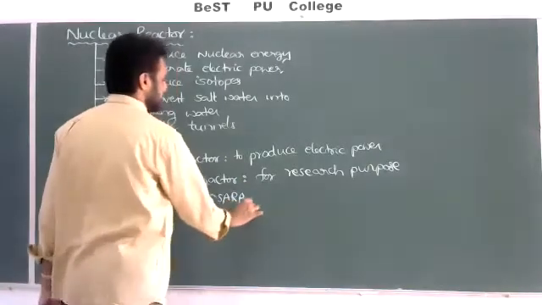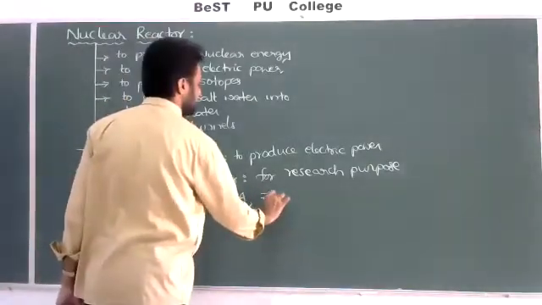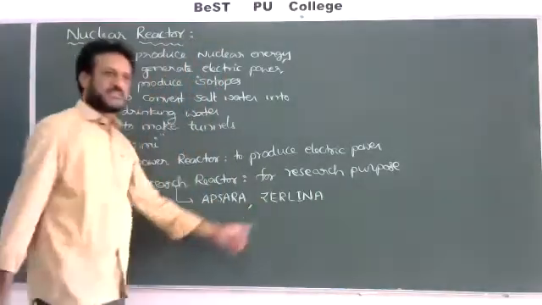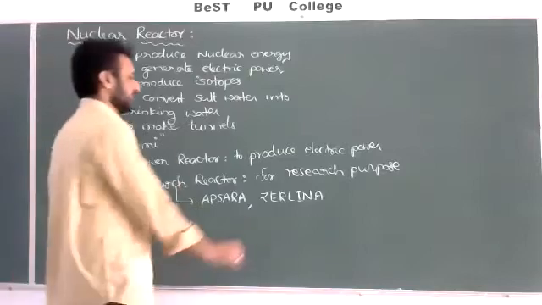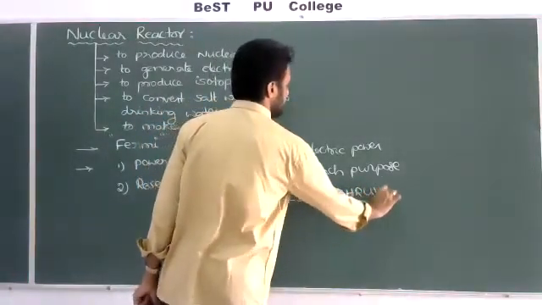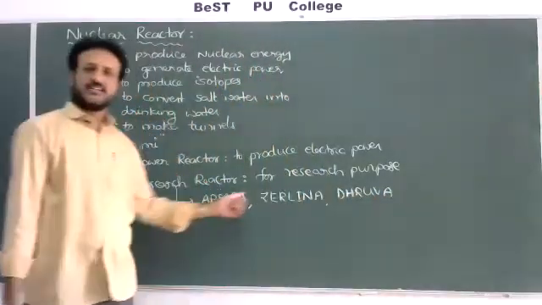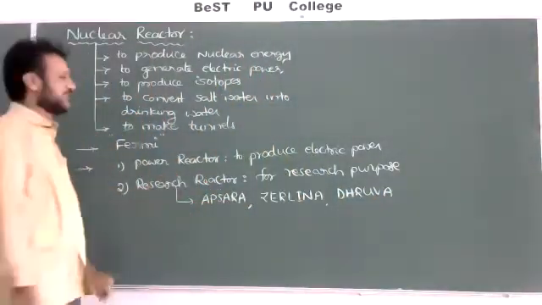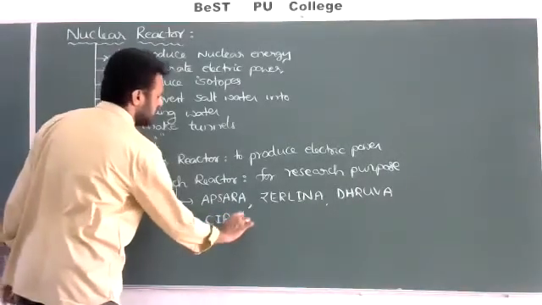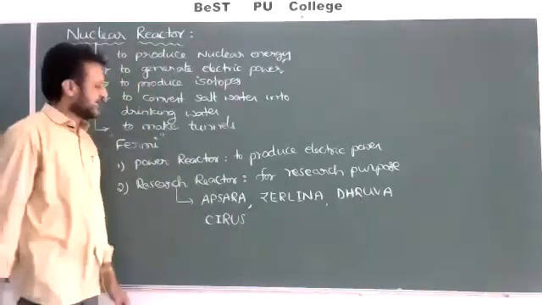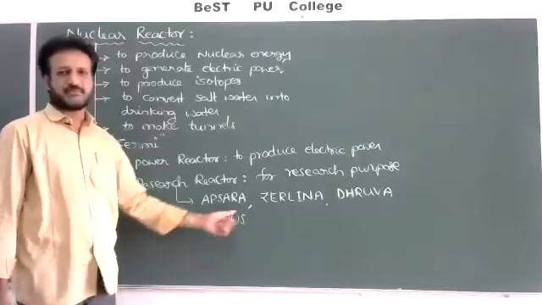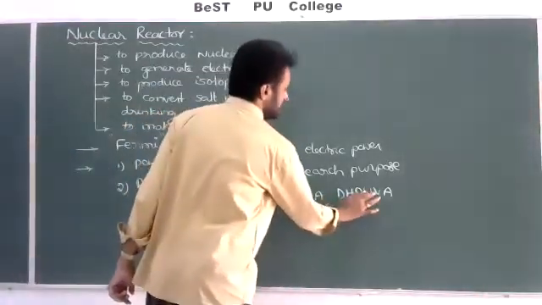And one more, Jarlina. It is also a research reactor. And one more, Dhruva. All these are Indian reactors only, and we are using them for research purpose. And one more, Cyrus. For each and every reactor there will be an abbreviation, but here Cyrus means a Canada-India reactor with US collaboration, United States of America collaboration, you should take it.